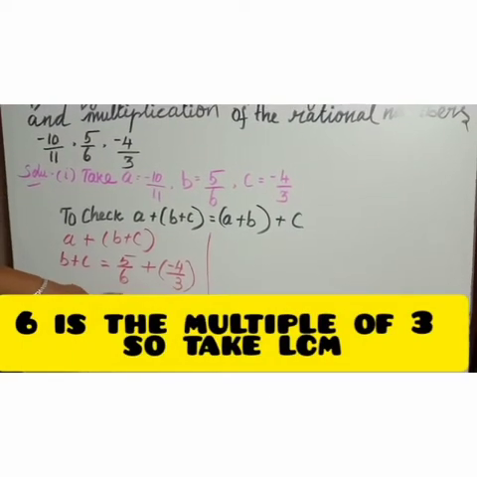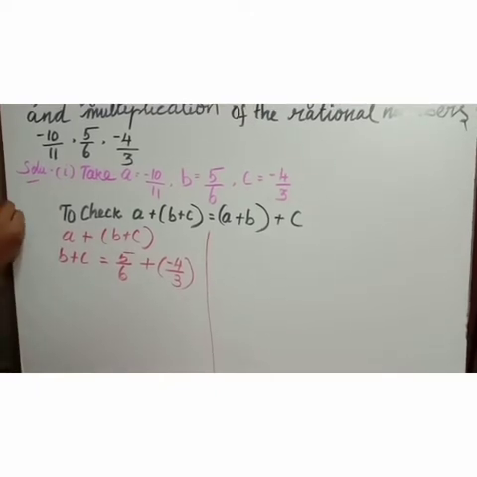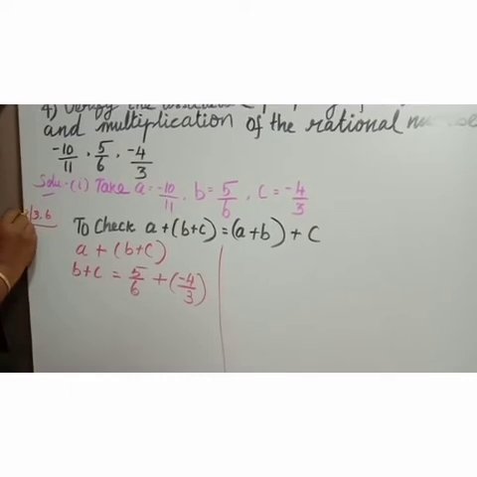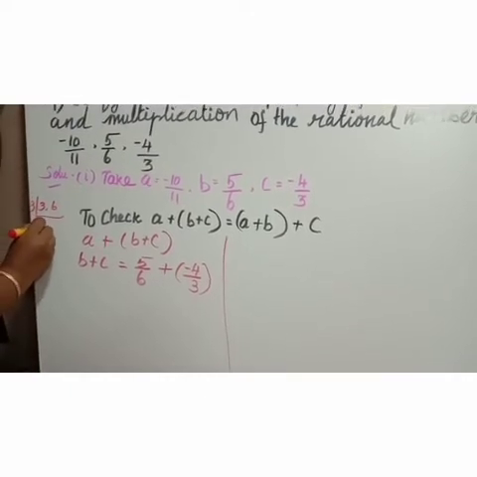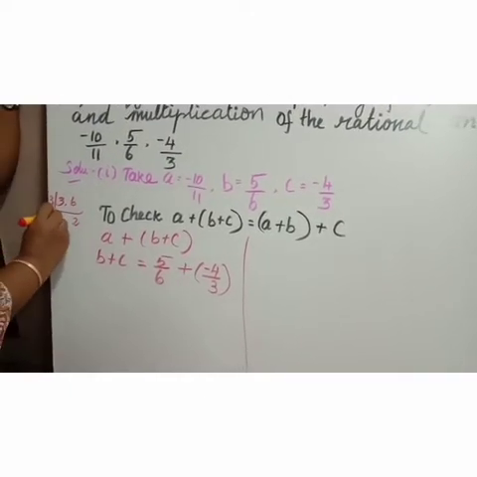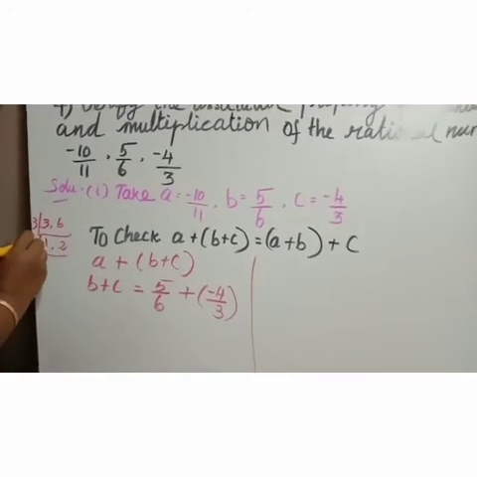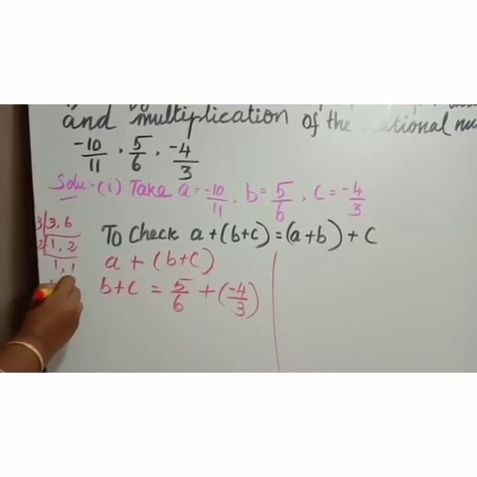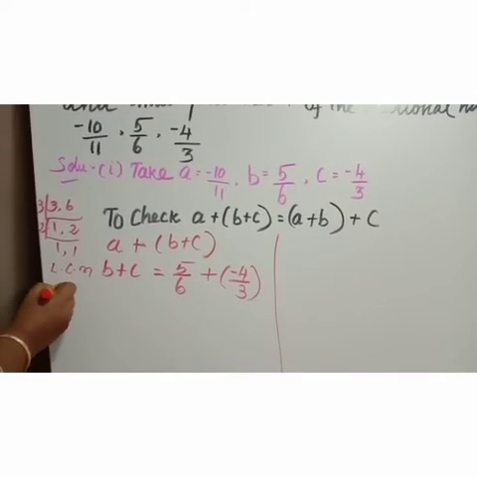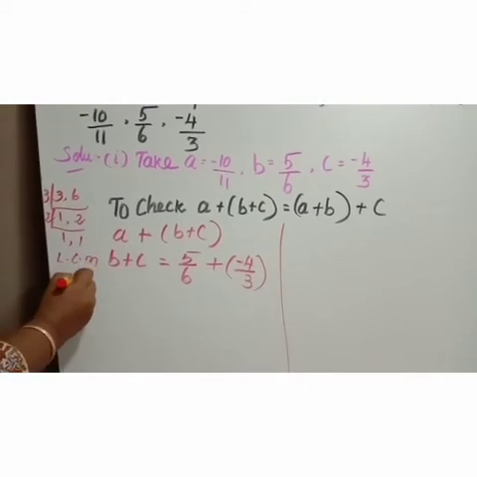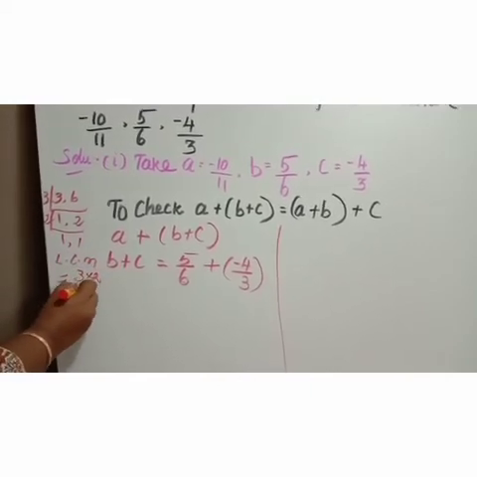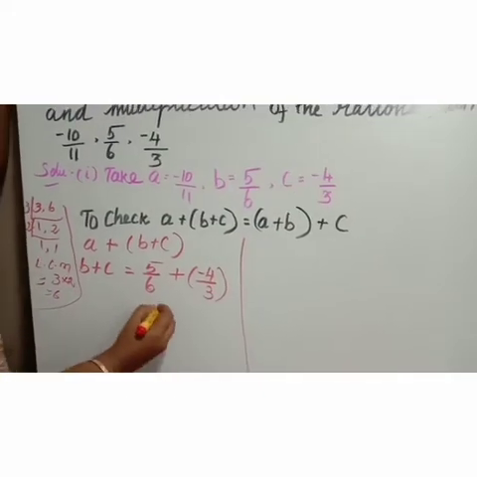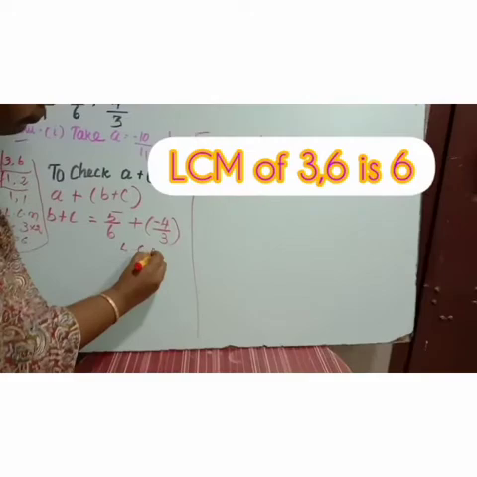So we take the LCM. What is the LCM of 3, 6? So 3 is a common divisor. 3 ones are 3, 3 twos are 6. Next one 2, so I divide by 2. 1, 1. So what is the LCM of 3, 6? Multiply these factors. So 3 into 2 is equal to 6. So the LCM is 6.